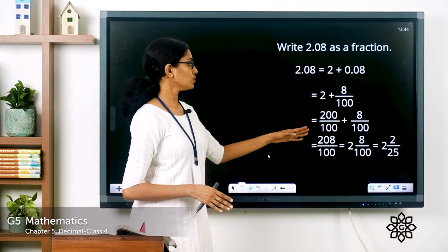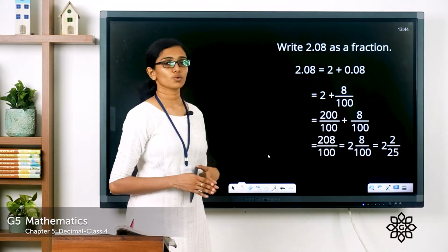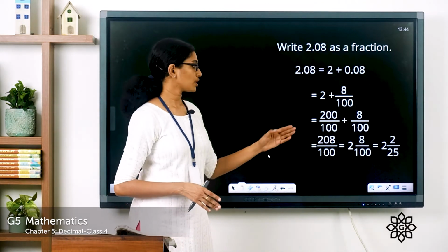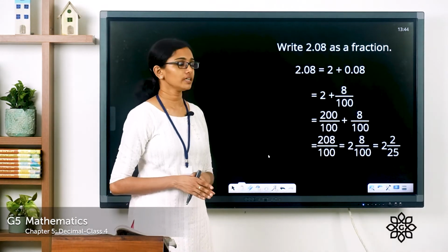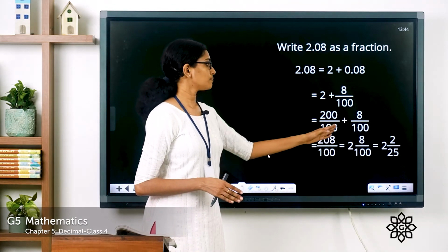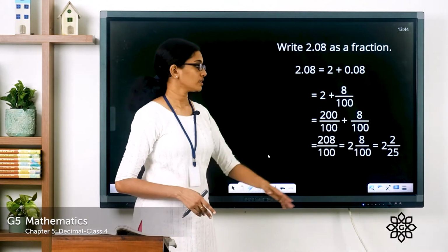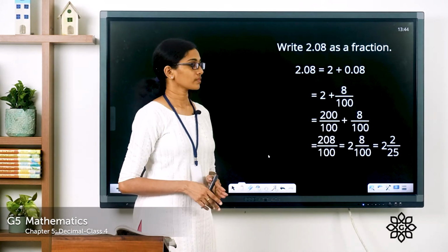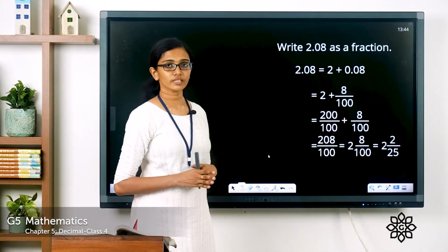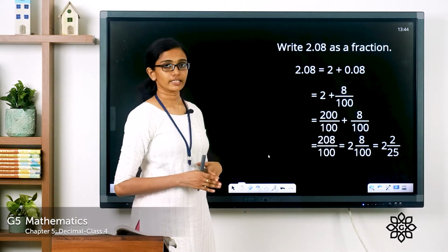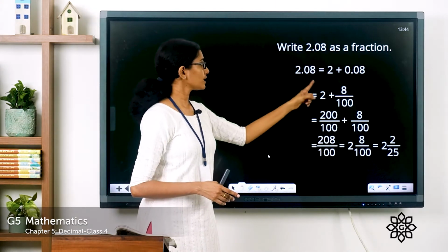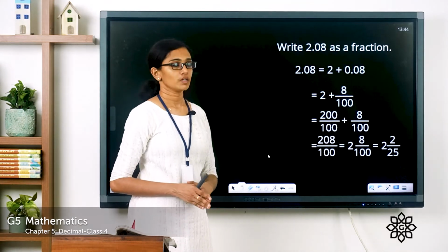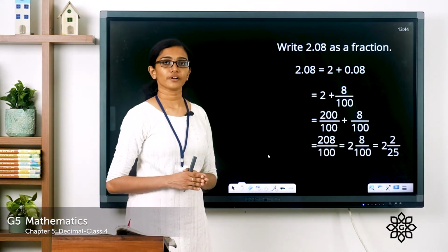This is equal to 200 plus 8, which is 208 by 100. And what is 208 by 100? It is 200 plus 8 by 100, right? Which you can write as 2 and 8 by 100. And in the question also it is clear: 2.08, 2 is the whole number part and 0.08 is equal to 8 by 100. So you can directly write that as a fraction.